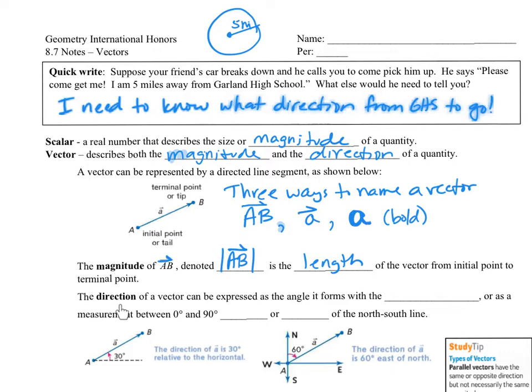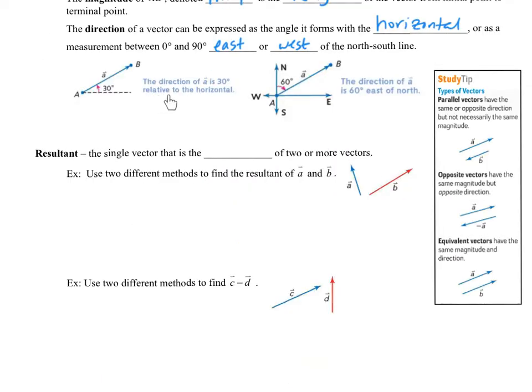Okay? The other component of a vector is direction. The direction of a vector can be represented as an angle that it forms with the horizontal. Or as a measurement between 0 degrees and 90 degrees, either east or west of a north-south line. So this first example shows the way we'll generally express the direction of a vector. You'll notice that this vector AB is 30 degrees relative to the horizontal. That's normally how we will describe the direction of a vector, but sometimes you'll see it like this.